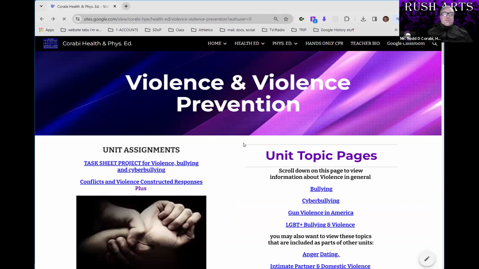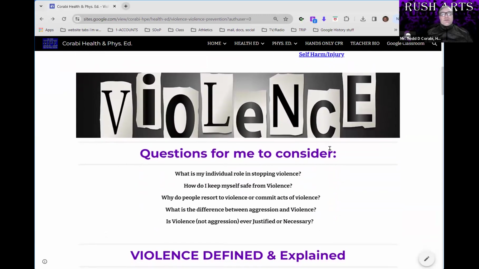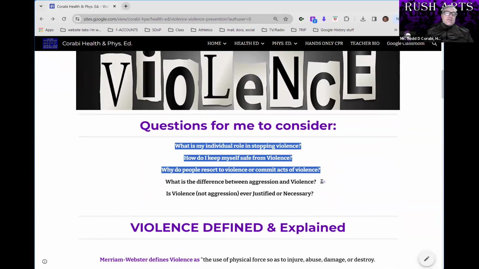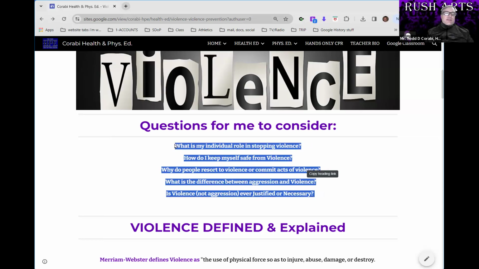Violence, if you really want to sum it up, has one word in common. Let's see if you can figure out what that word is. There are some questions that you should be answering. What is my individual role in stopping violence? How do I keep myself from violence? Why do people resort to violence or commit acts of violence? What is the difference between aggression and violence? Is violence, not aggression, ever justified or necessary?